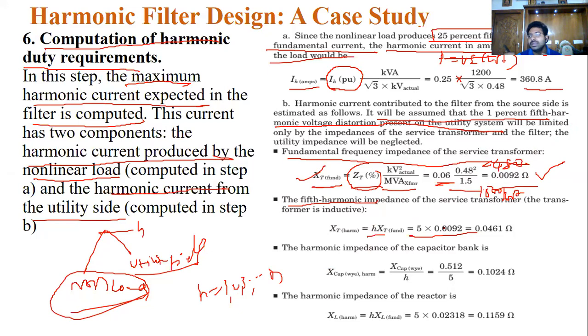3 times 2 is 6, which is even, so that is not a triplen harmonic. 3 times 3 is 9, that is a triplen harmonic. 3 times 4 is 12, even, so not a triplen harmonic. 3 times 5 is 15, that is a triplen harmonic. But here the order of the harmonic is the fifth order, so we simply multiply by the fifth order.